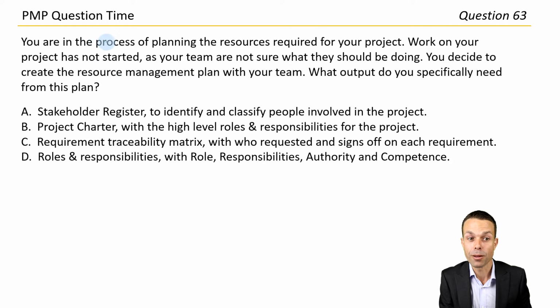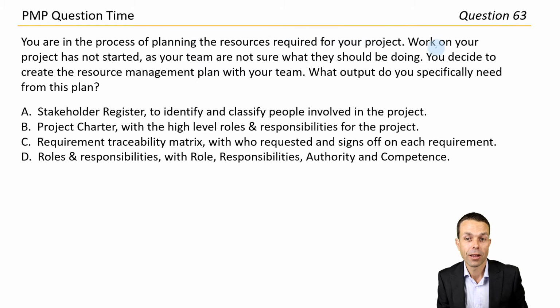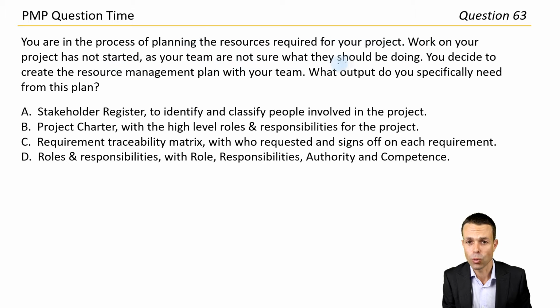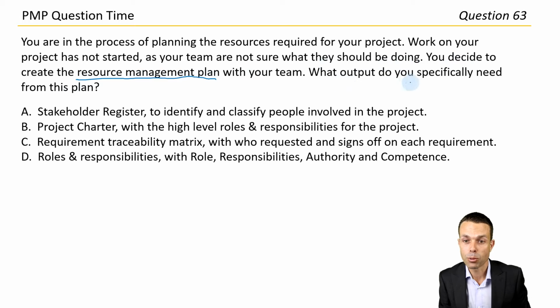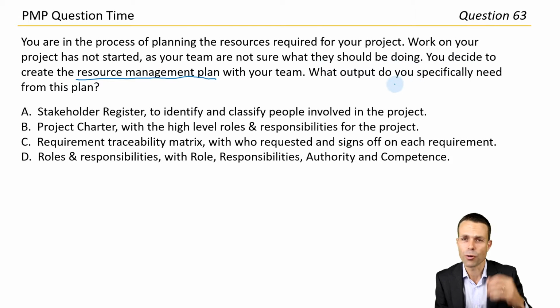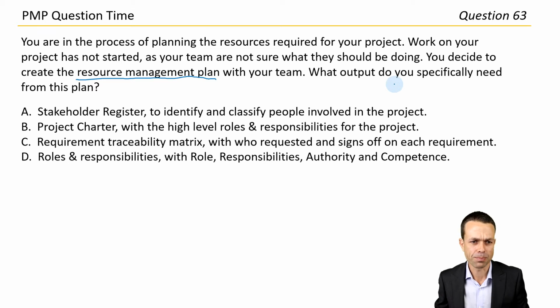You're working in the process of planning the resources required for your project. Work on your project has not started as your team are not sure what they should be doing. Okay, you decide to create the resource management plan with your team. What output do you specifically need from this plan? So people don't know what they need to do, and we need to create the resource management plan. But what do we need out of that plan?